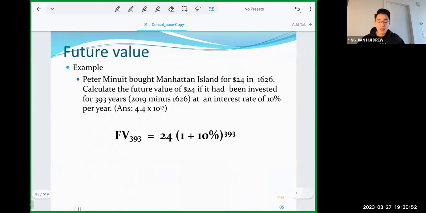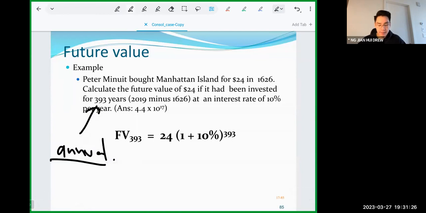Okay, so we carry on with future value. We have Manhattan Island, which was worth only $24 in 1626. We are asked to calculate the future value of this $24 if it was invested for 393 years. We are assuming annual compounding; if the question does not say, it's always annual compounding, at a rate of 10% per year. They didn't tell you the compounding period, but it's annual. So what we can do is take 24 times (1 plus 10%) to the power of 393.